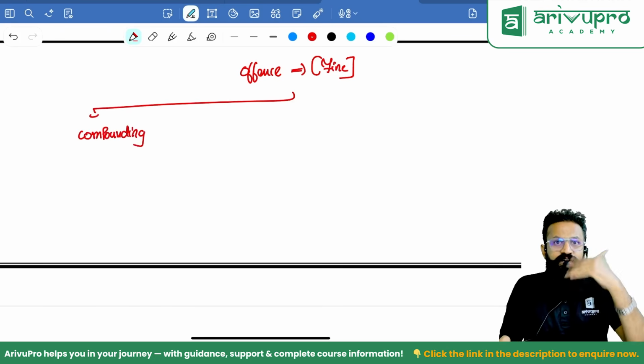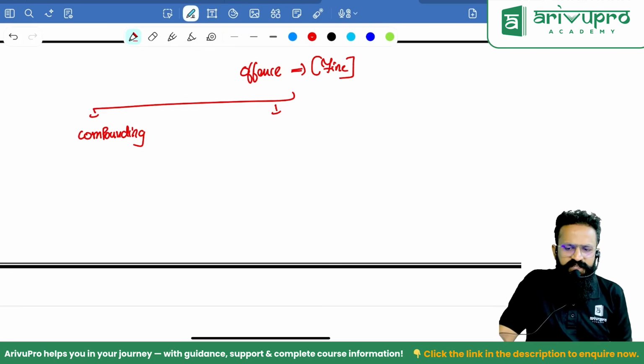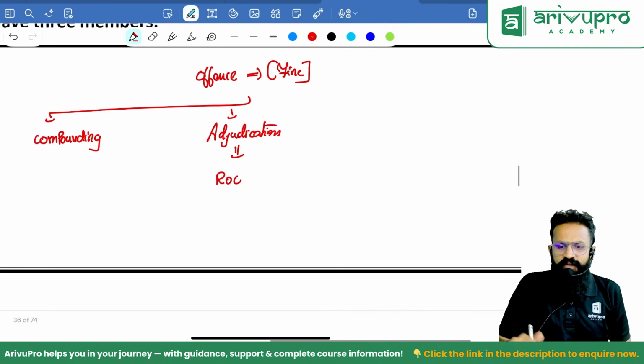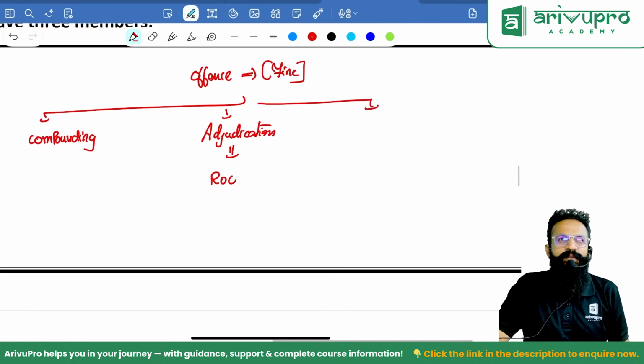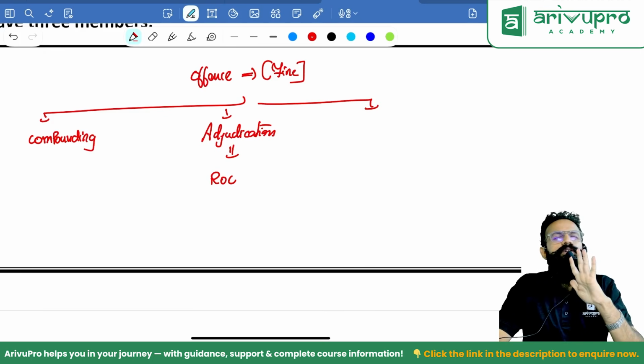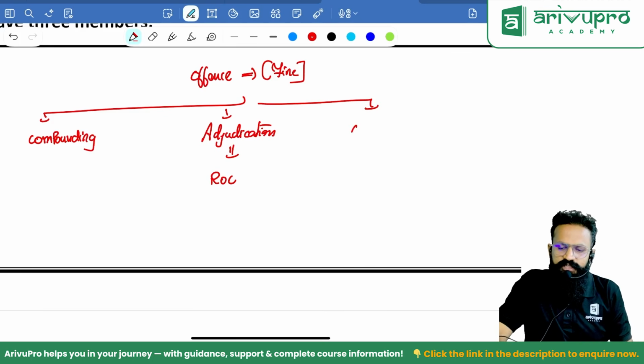If compounding is exhausted, what is the second option? The second option is nothing but adjudication. Adjudication is nothing but waiting for ROC to take a step, whatever we saw in the previous chapter. The third thing that can happen is, what do you call that? In the charge chapter, condonation of delay.